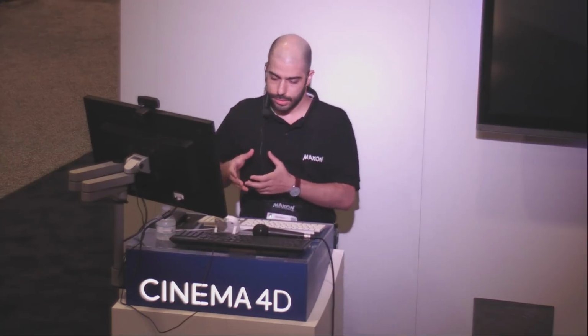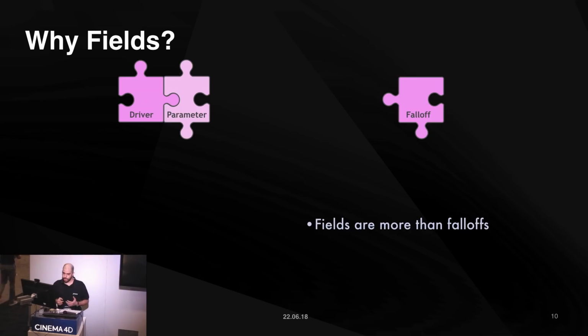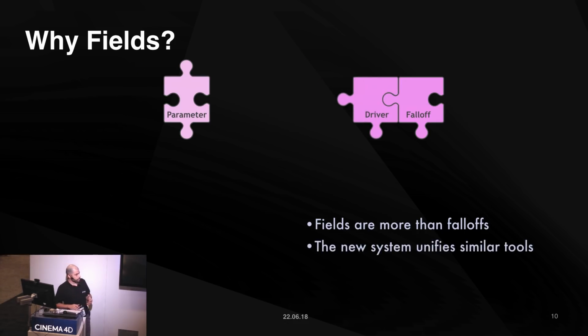So it's driving the strength of your effect, but this is what the Falloffs are also doing. The Falloffs are like 3D masks, and if you are inside the shape, your effect is strong. If you're going towards the edge, the effect is going to be weak. They're doing a similar job. And in fact, we could probably use the drivers in the same place we used the Falloffs before. And that's what we did. We took all of these drivers and we brought them into the field system. So we're trying to unify tools that are doing a similar job.